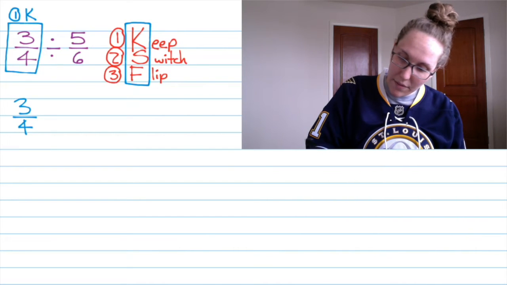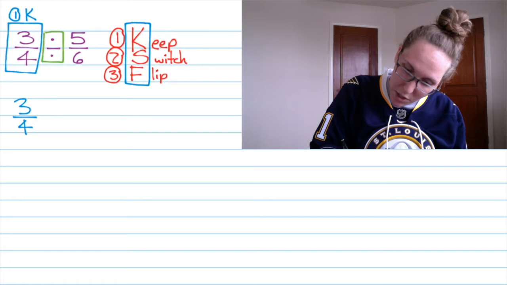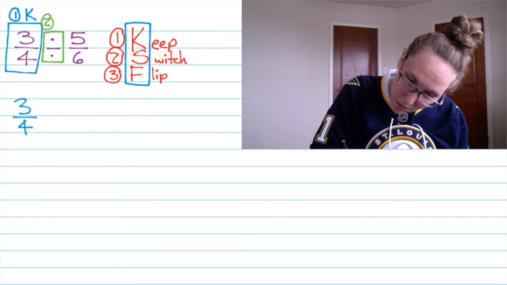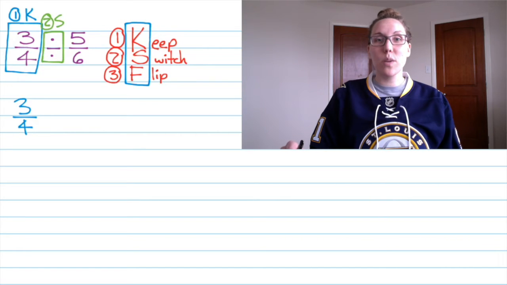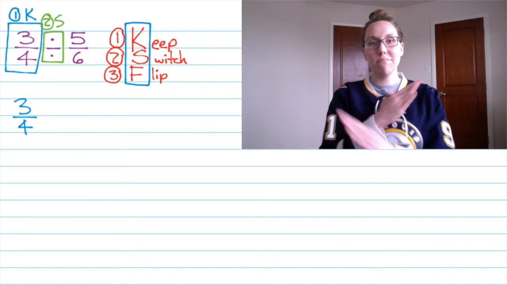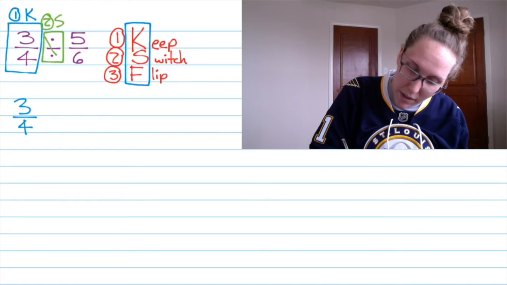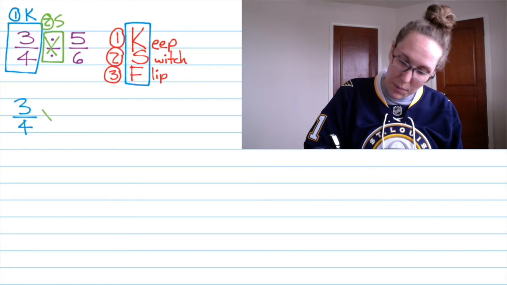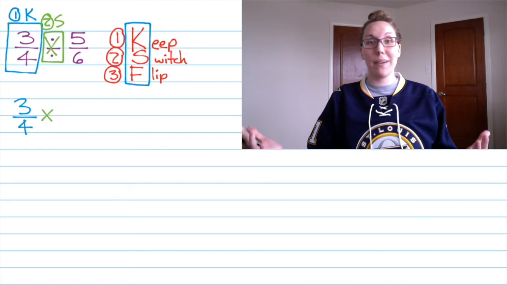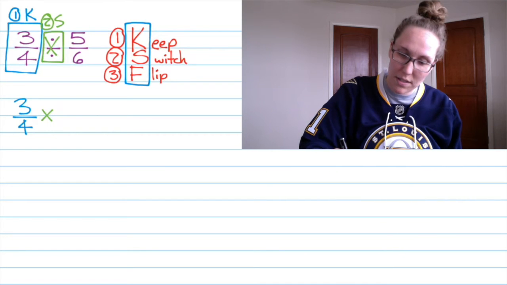Then we have step 2, S for switch. What that means is we switch our division sign to a multiplication sign every time. That's exactly what we do every single time. It just means switch our division sign to a multiplication sign. So that step, again, pretty easy.